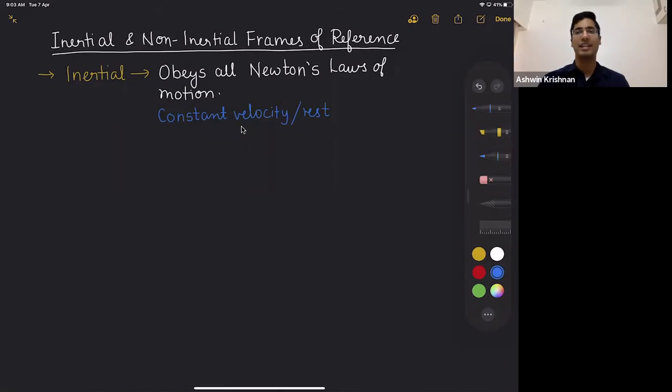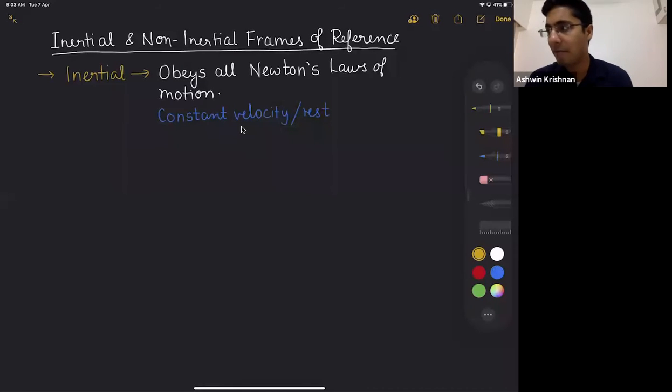For instance, I am sitting at rest here, I'm not moving. So anything I observe will satisfy Newton's laws of motion. You're also sitting at rest, so you will also observe everything to be following Newton's laws of motion. If you take any body, you will see force equal to mass into acceleration. You will see every action has an equal and opposite reaction. All of these will be obeyed. That is an example of an inertial frame of reference.